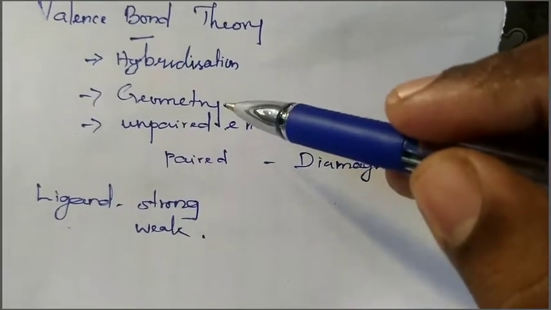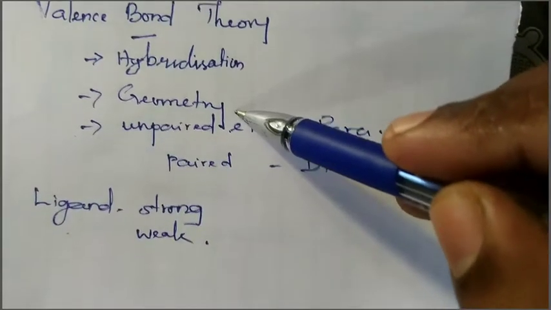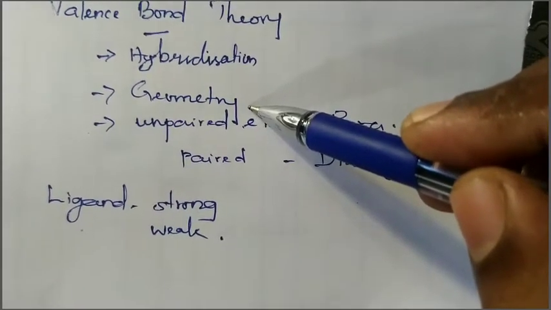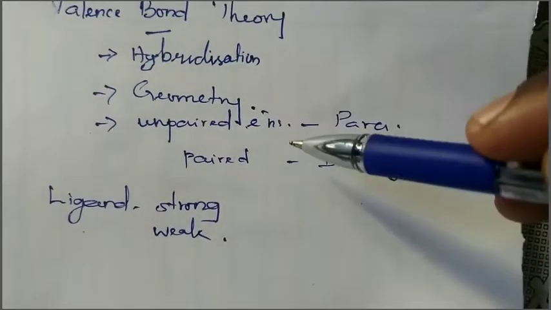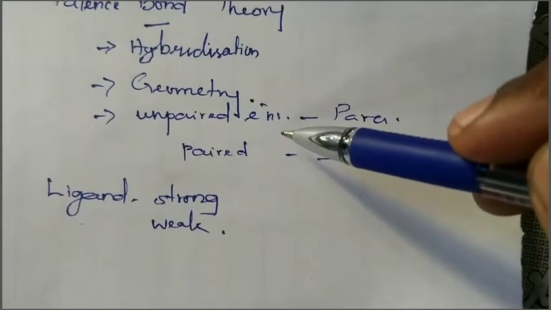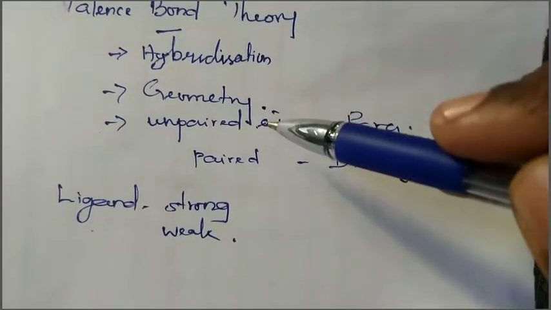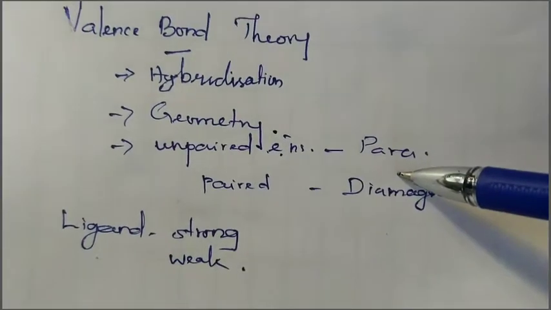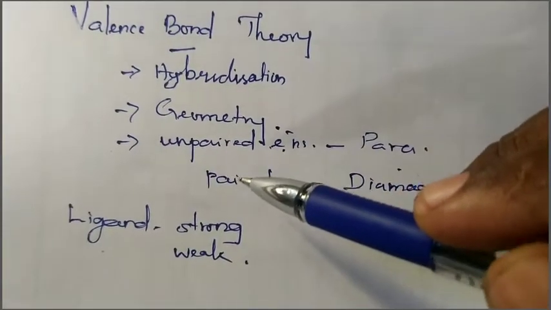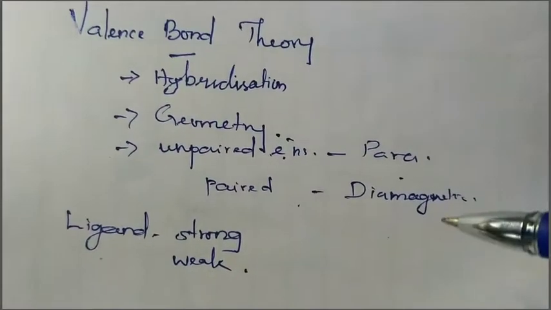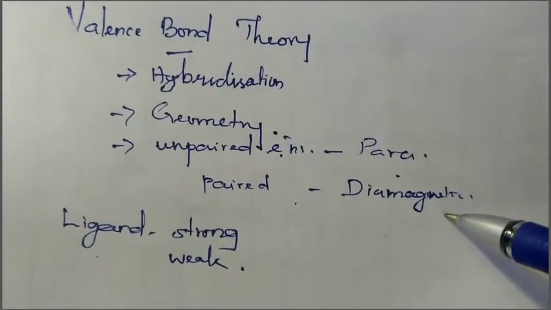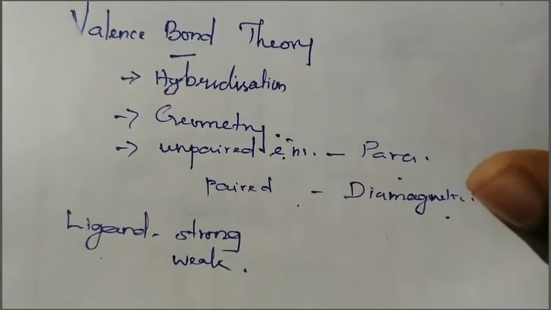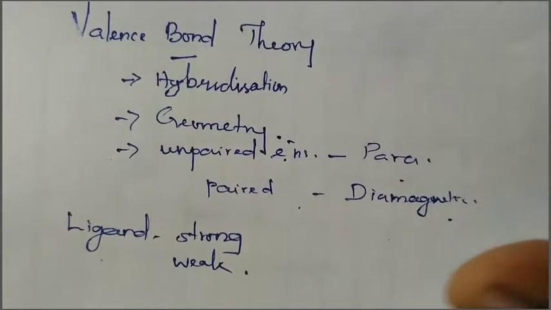Second thing, from the hybridization, we can understand the geometry. If it is d2sp3, it is octahedral geometry. And also, if an unpaired electron is present after hybridization, the molecule is paramagnetic in nature. And we also studied that if all the electrons get paired, then the molecule is diamagnetic in nature.